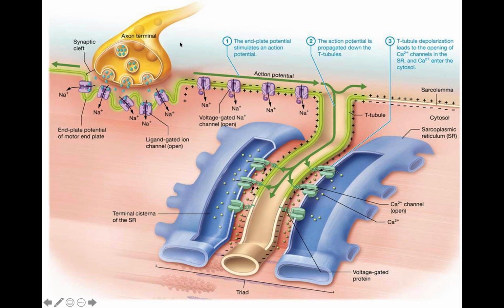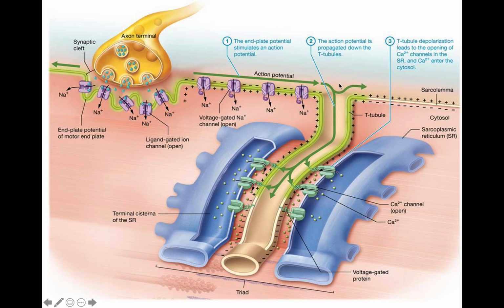This one opens, rapid and really great influx of sodium, causes depolarization here, which opens this voltage-gated sodium channel. Sodium rushes in, causes a depolarization, which opens this voltage-gated sodium channel, and so on and so forth. That's what it means by propagation. Now, that is an action potential. It happens down the entire length of the sarcolemma, including these tubule invaginations called T-tubules.